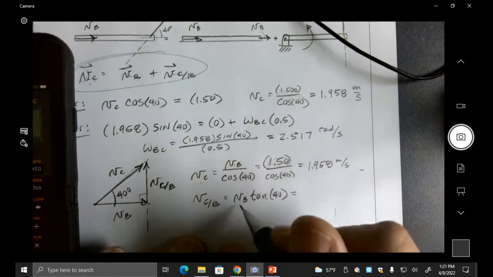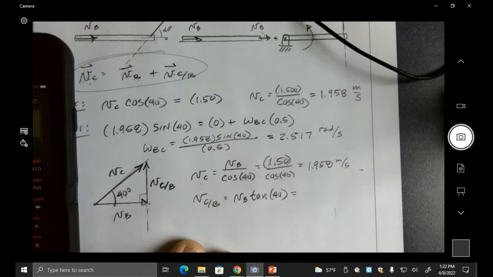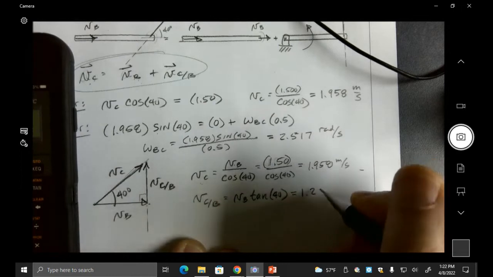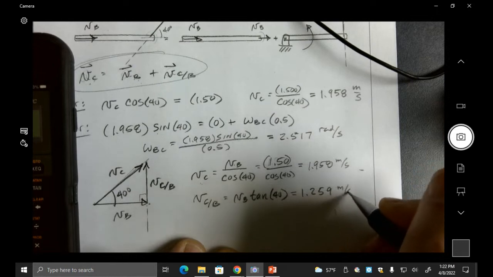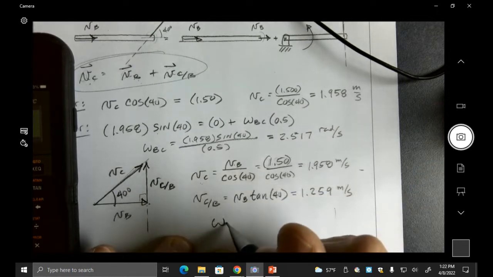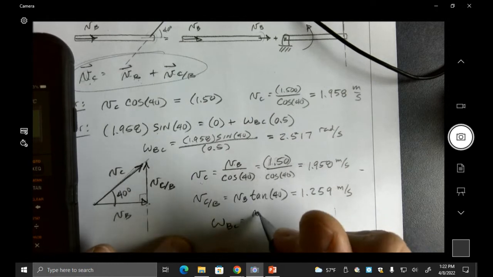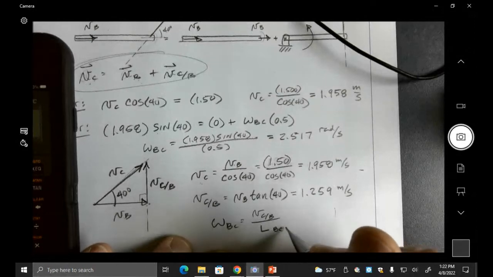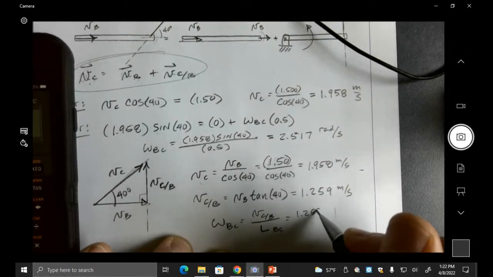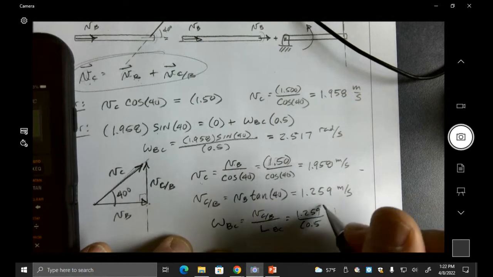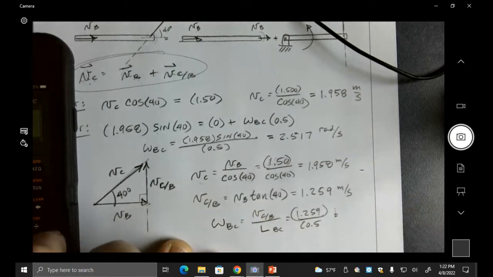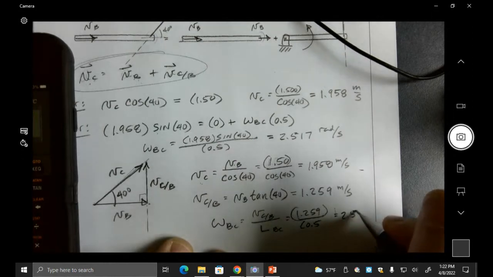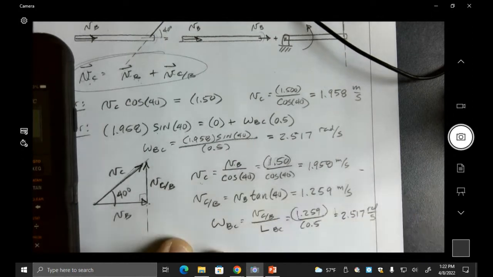And this would be 1.5 times the tangent of 40. So 1.259 meters per second. And we know that omega BC is the velocity of C with respect to B divided by the length of BC. So 1.259 divided by 0.5. And you get 2.517 radians per second.